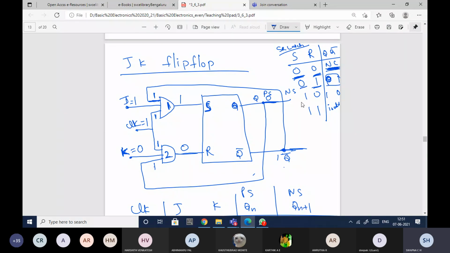So if you observe the truth table, S is equal to 1 and R is equal to 0. So what is the output? What will be the Q value?